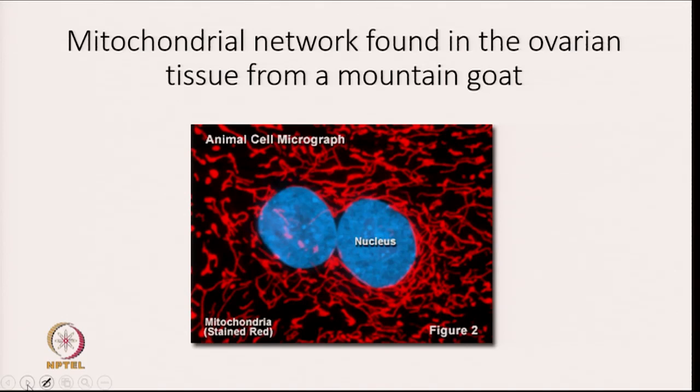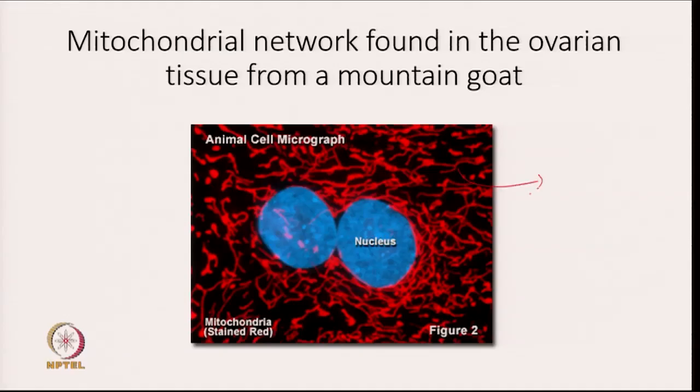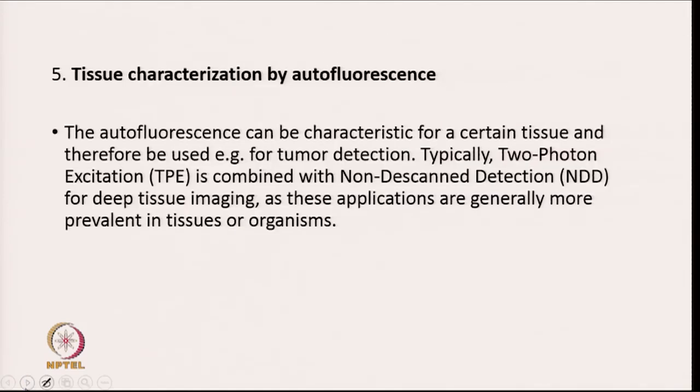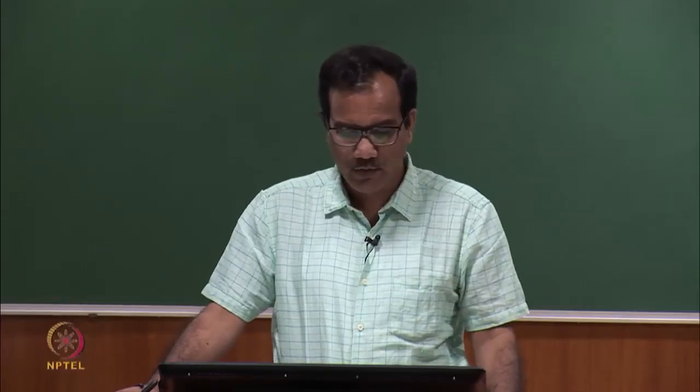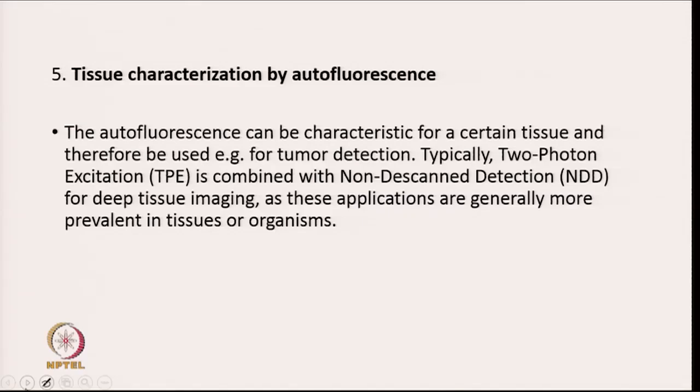Now this is another image taken from fluorescence microscopy, in which a mitochondrial network was found in ovarian tissue from mountain goat. So this all red one is the mitochondrial network, and the blue one is the nucleus. So you can clearly see how the mitochondrial network is there in an ovarian tissue from mountain goat. I already discussed autofluorescence. Autofluorescence can be characteristic for a certain tissue and therefore can be used for tumor detection also.